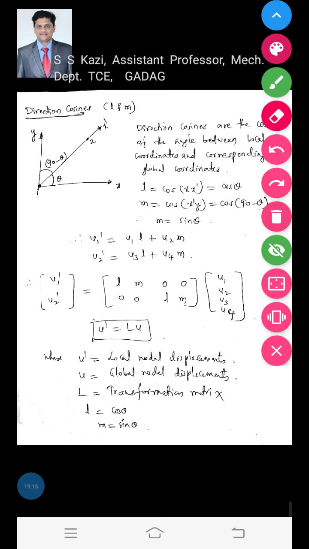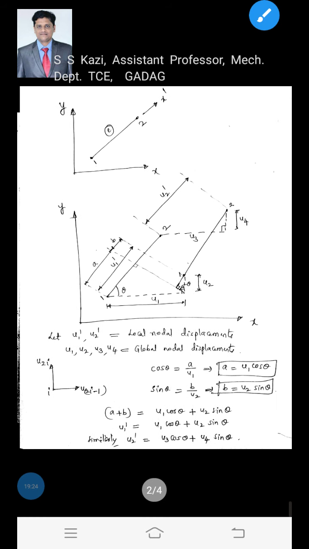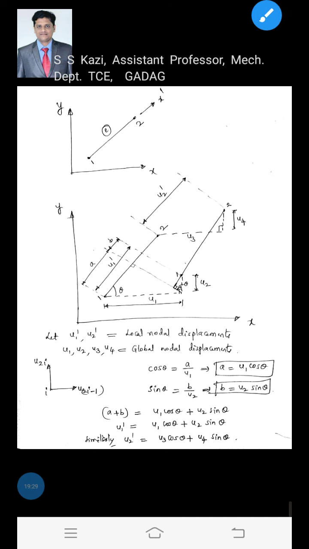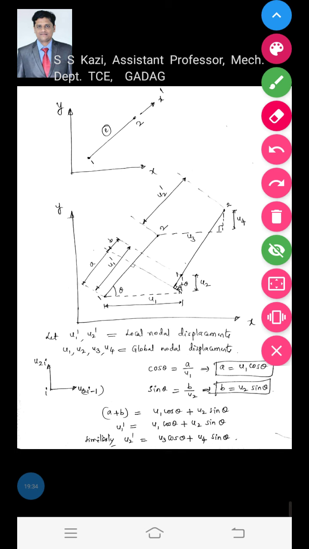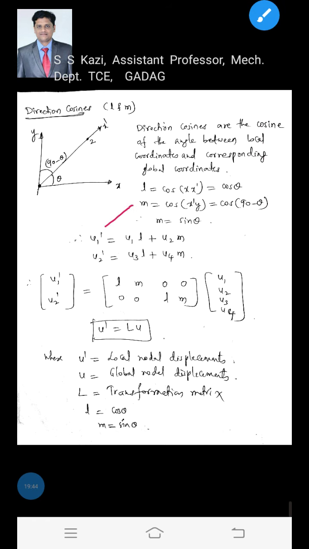Now, in the relationship between the local and global displacement equations, we will just replace cos theta and sin theta by L and M. If you replace, then we get in terms of the direction cosines L and M: u1 dash becomes u1 into L plus u2 into M. Likewise, u2 dash is equal to u3 L plus u4 M.